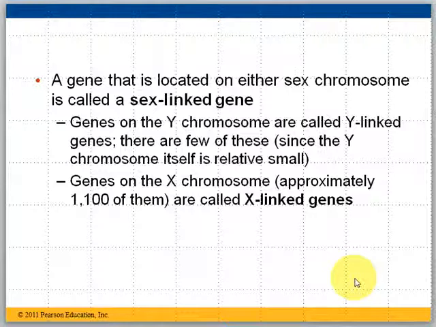Because females receive two of them and males only receive one, you're not going to see the same normal pattern that we've been talking about so far. So a gene that's located on either of the sex chromosomes is called a sex-linked gene. That's kind of obvious as to why.